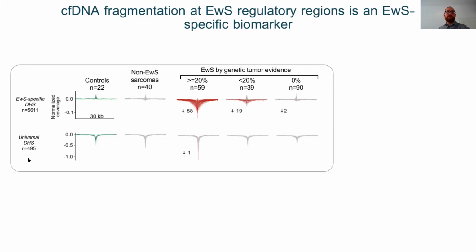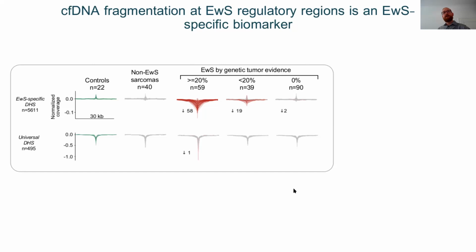As another control, we performed the same analysis for a set of universally accessible DNase hypersensitivity sites. So these are sites that are accessible across all different kinds of tissues. And as expected, we don't really see any difference between our groups of samples.